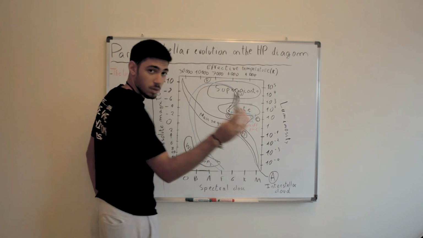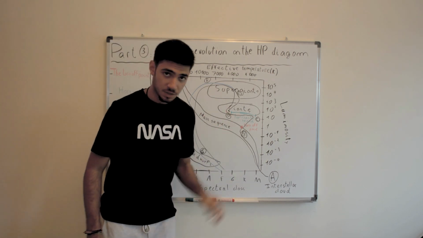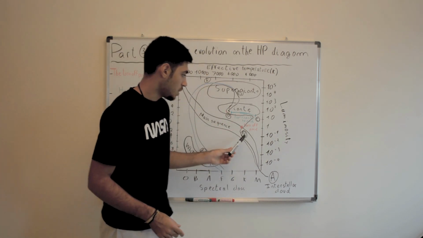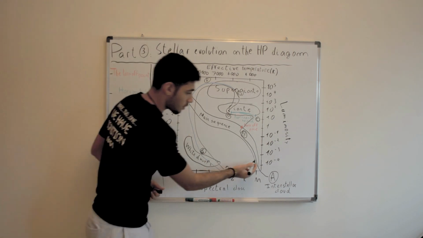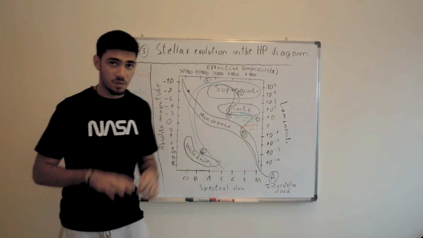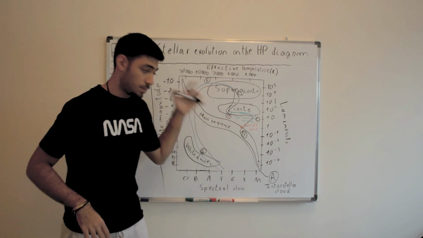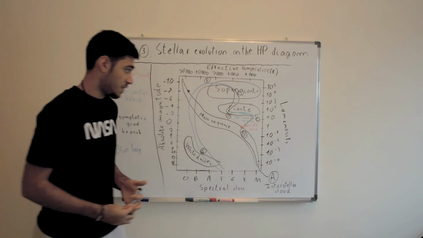And let me just say one thing. This path is for a random star. It is not the same path for every star, because we could have the turn-off point up here for a high mass star, and the turn-off point down here for a very low mass star. This is just the path of a random star. So we said the turn-off point is the equivalent of the helium flash.